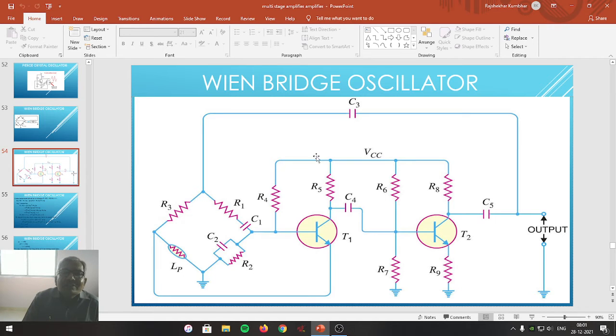Naturally, here this stage is the common emitter amplifier, first stage. It is used in fixed biasing mode so as to act as an amplifier. R5 is going to act as the load on the collector. C4 is going to act as a coupling capacitor which couples the output of the first stage of the amplifier as an input to the second stage of the amplifier formed by transistor T2.